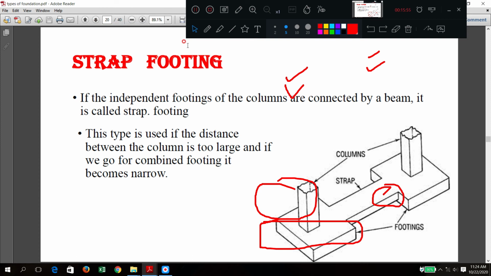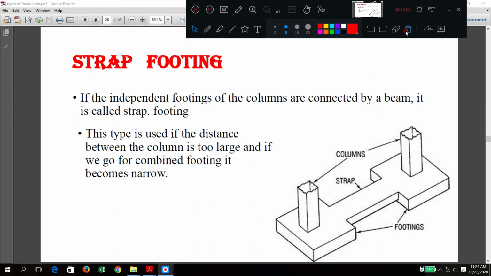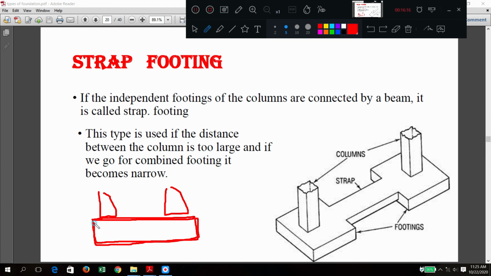Now there is one concept called strap footing. What do you mean by strap footing? I will just tell in a brief way. Combined footing is possible when the two columns are located nearby. That time one common footing can be provided. This we have discussed just now. When the distance between these columns or these loads is a little bit less, then we can go for combined. What will happen if this column is far away from this?